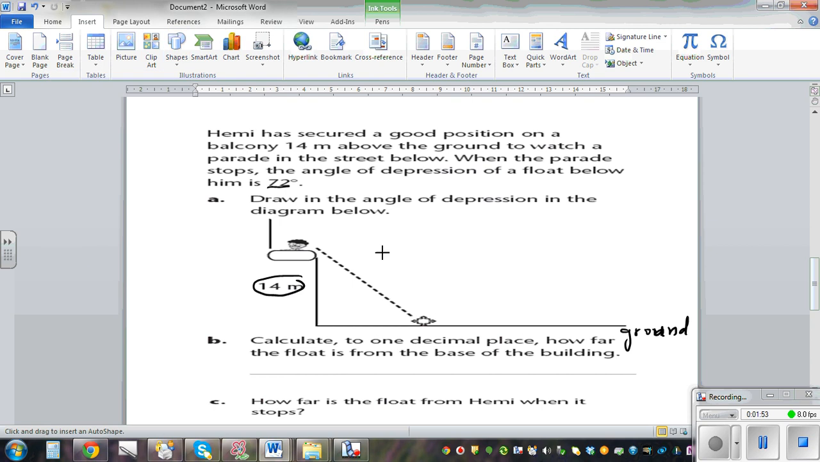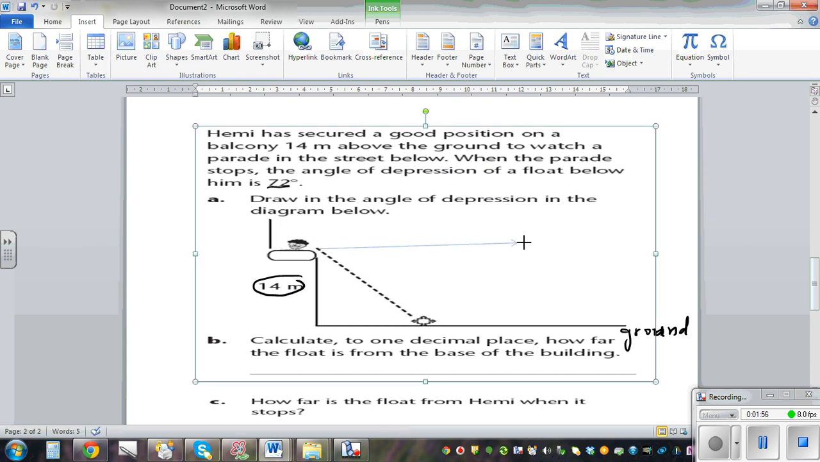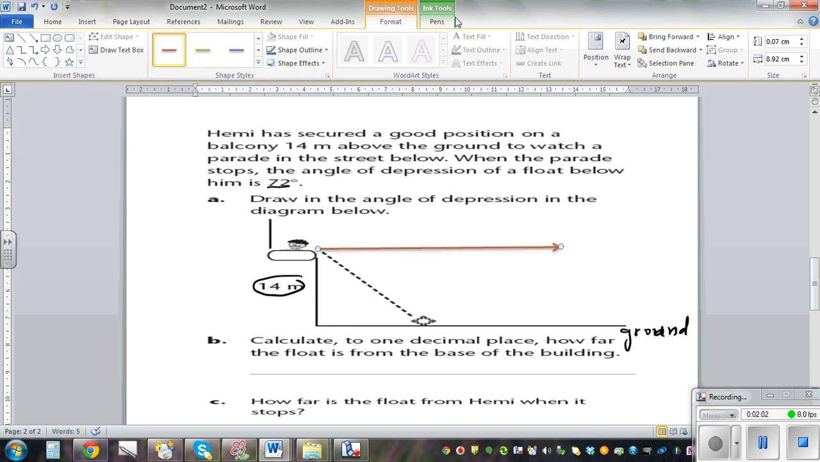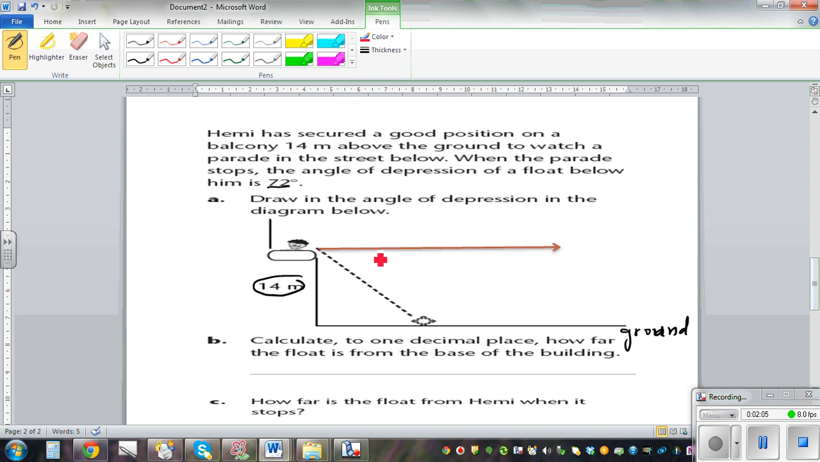So this is the horizontal, and this angle is 72 degrees. If you have learned parallel lines and angles in parallel lines and a transversal, you can understand that if this angle is 72 degrees, this angle is also going to be 72 degrees. They are called alternate angles or Z angles.